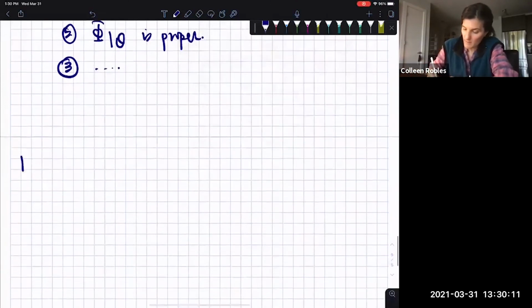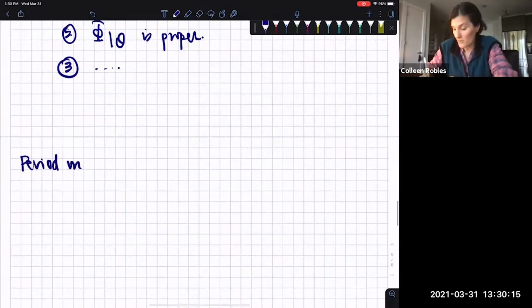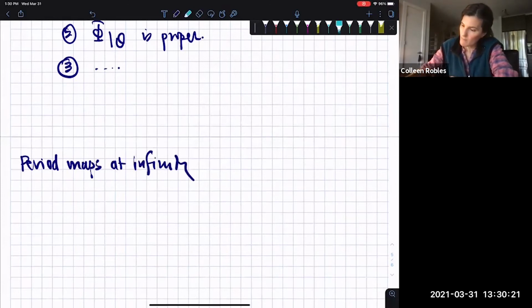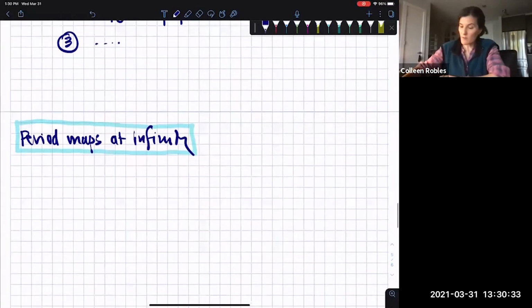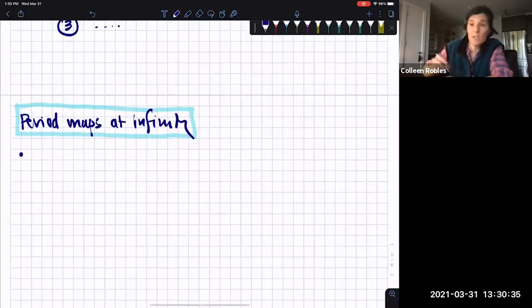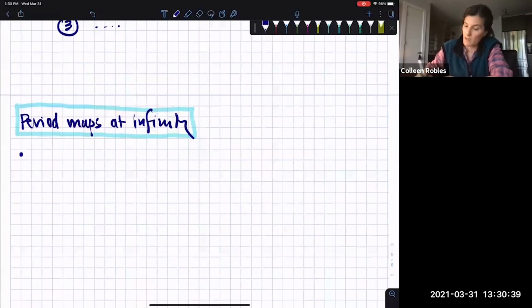Let me next turn to period maps at infinity, and these are going to be induced variations of limiting mixed Hodge structures, or quotients of them. So I need to break the boundary down into smooth strata, smooth pieces.